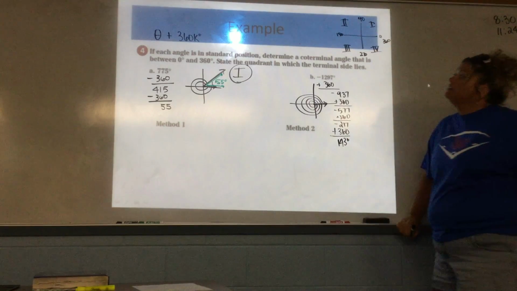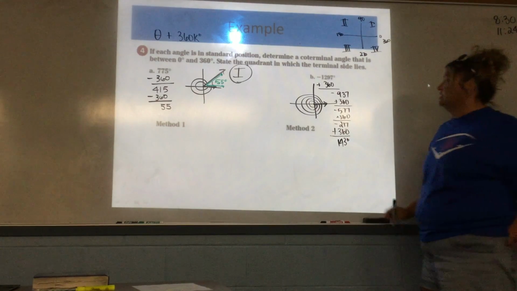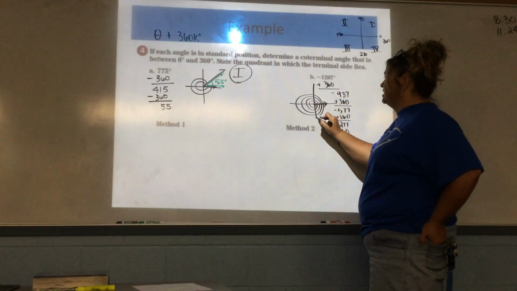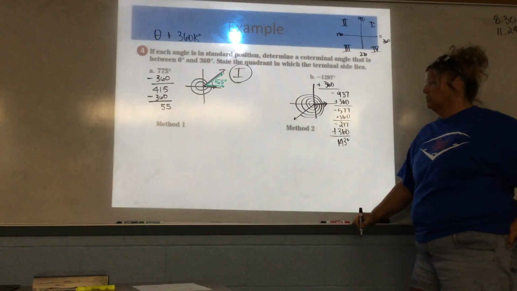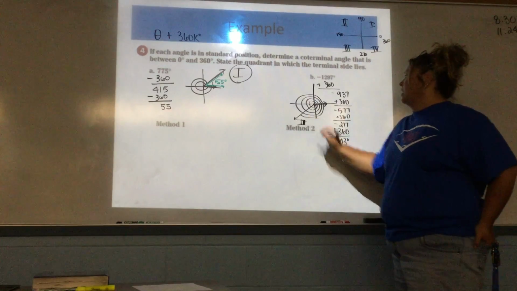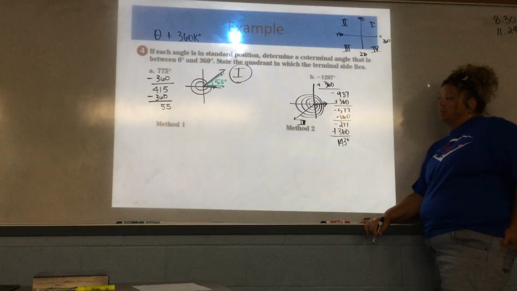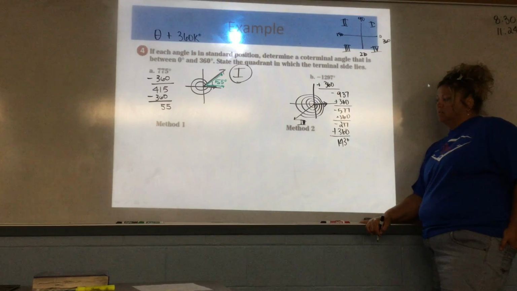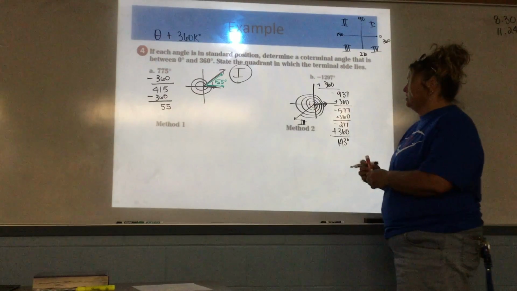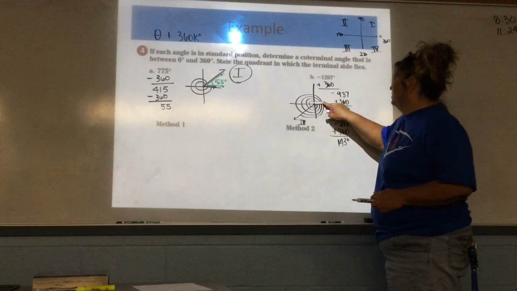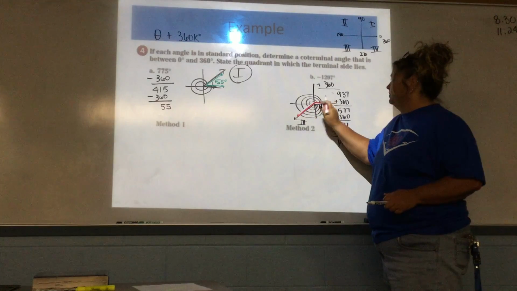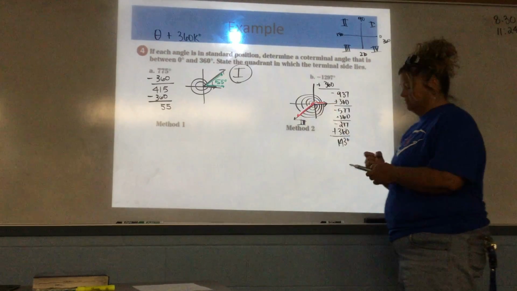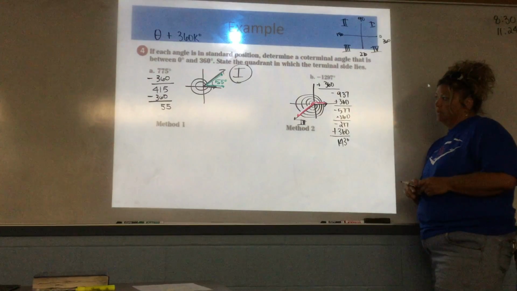Okay. All right. So what quadrant is this going to land in? From here to here is 90. From here to here, 180. So what quadrant does that land in? 3. Okay. Now, what is the coterminal angle between 0 and 360? 143. The coterminal angle is that one. And it goes around. Okay, so far so good?